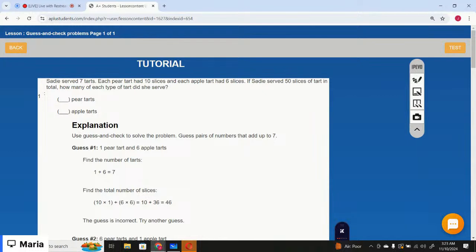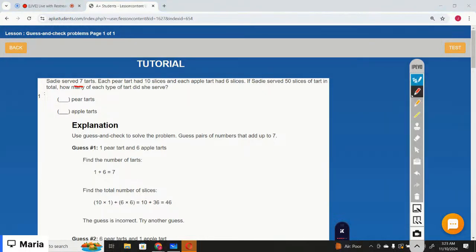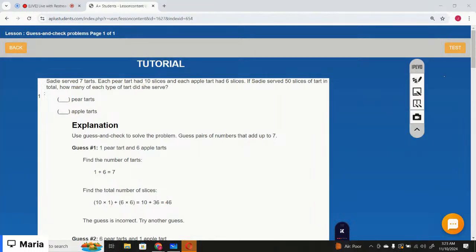You can see here in total she served 7 tarts, right? Now just make different combinations for 7. For example, she has one pear tart and 6 apple tarts, right? So 1 plus 6 makes 7 because the total tarts were 7. Now you need to calculate the total slices. You have 10 slices for pear tarts, so you do 10 times 1, and 6 slices for apple, 6 times 6. So when you add, it makes 46, right? You need the slices together to make 50. That means this isn't the correct option, right? Just make another one.